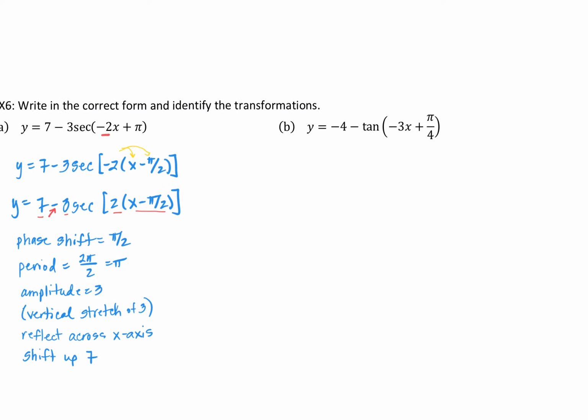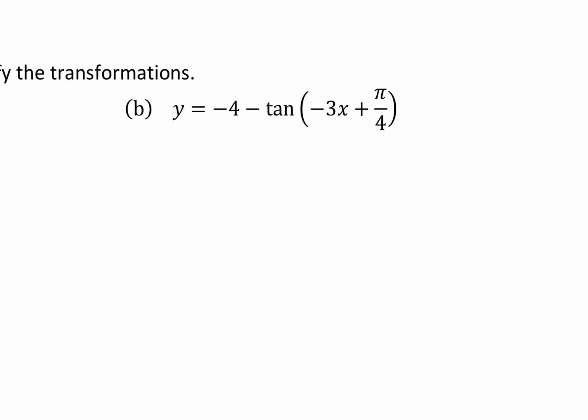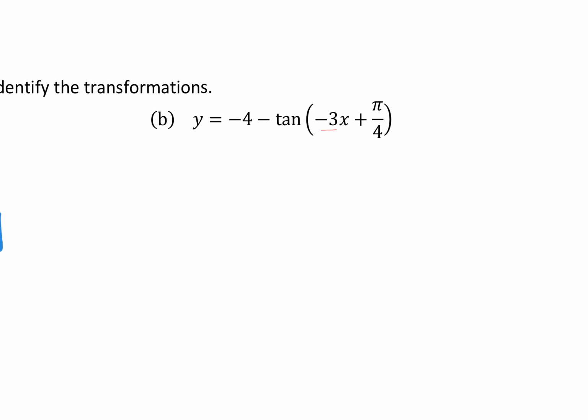All right, now let's look at B. Again, I have an issue with that negative 3 in front of the x. So I'm going to factor that out. That would be my first move to get y equal to negative 4 minus tangent of negative 3, factor that out, I get x minus pi over 12. As you remember, when we factor out, we're dividing each one by that number.